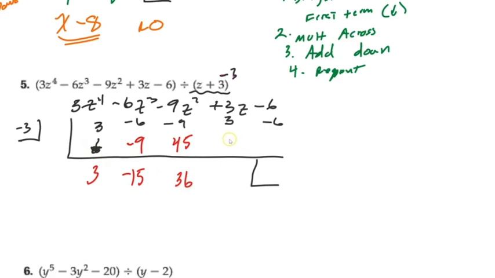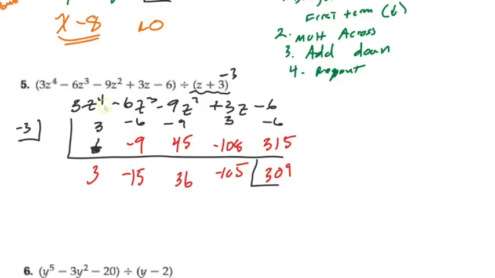Negative 108. 90 plus 18. Yeah, negative 108. Add down, negative 105. Multiply across, 315. Positive 315. And then add down, 309. Hope that's right. Otherwise, I've embarrassed myself more than once today.